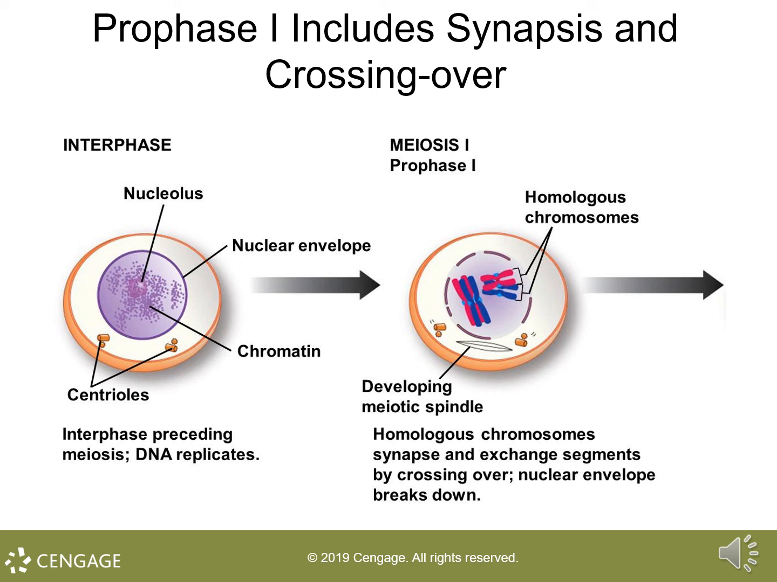And so again, we've got interphase. During interphase, before meiosis, the DNA replicates. It's pretty similar to mitosis there. But then in prophase 1, one big difference is that we don't just have a chromosome with the 2 sister chromatids line up. We now have the 4 chromatids of the 2 homologous chromosomes kind of pairing up. And they're going to synapse and exchange segments by crossing over. And then we also see the nuclear envelope breakdown.